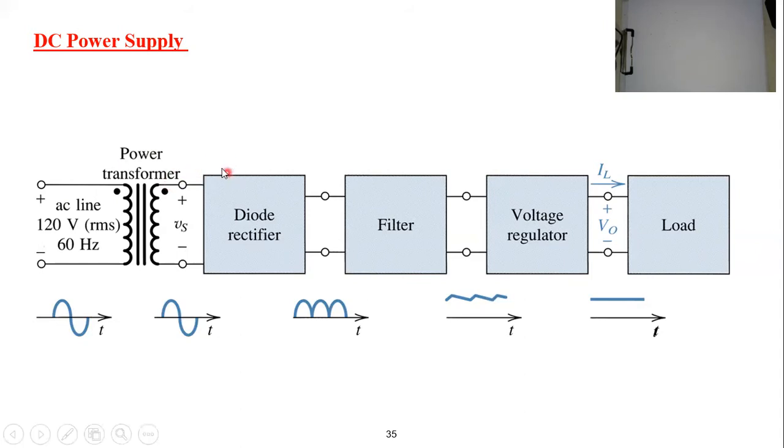Now, after the transformer, you still have an AC signal. However, its amplitude is reduced, but it's still an AC. And in order to transfer it finally to a DC, you have to use what's called a rectifier. So what we are going to tackle now is how we can use this diode in implementing either a half-wave rectifier or a full-wave rectifier. Now let's start.